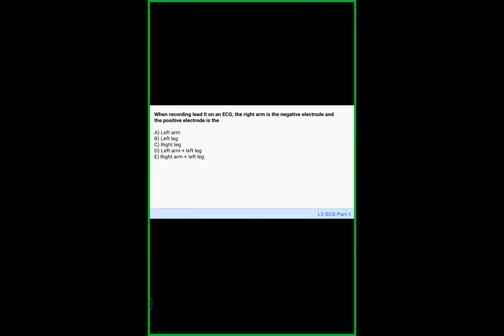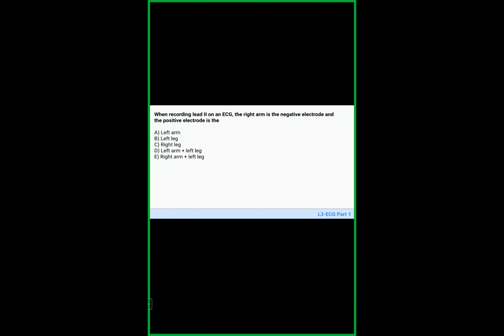Okay, so the next question is this. When recording the lead 2 on the ECG, the right arm is the negative electrode and the positive electrode is in the... Yes. The answer is B, the left leg.